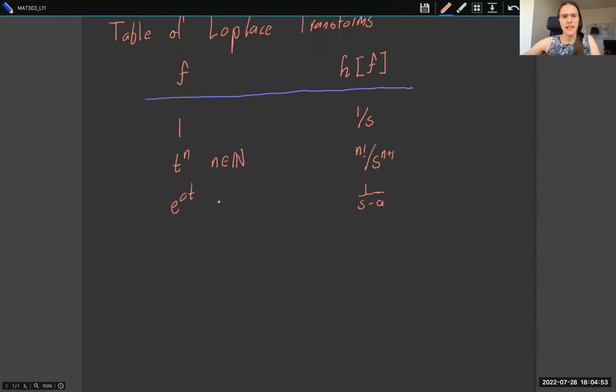Then we had, for example, sine of at, sine was the one that was nicer. So we had a over s squared plus a squared. And for cosine, we got s over s squared plus a squared.